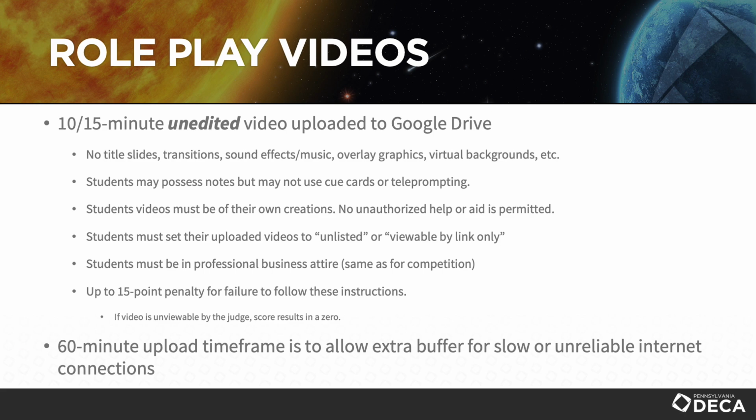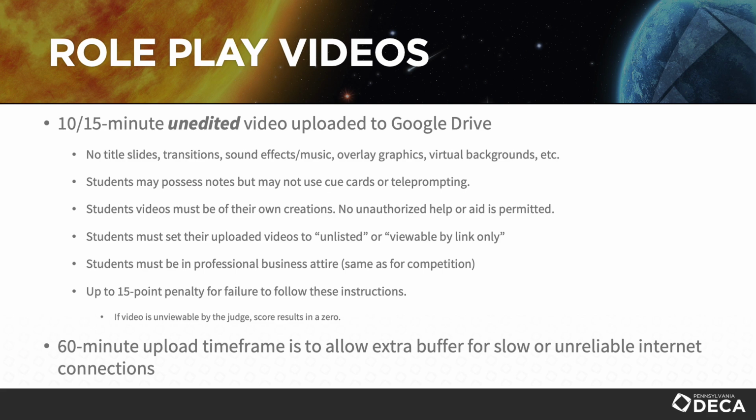When you or your team is on camera, you must be in professional business attire. This is the same as you would for an in-person competition. Failure to follow these instructions may result in an up to 15-point penalty. If your video is unviewable by the judge, your score may result in a 0.